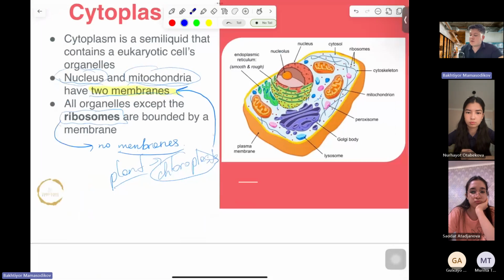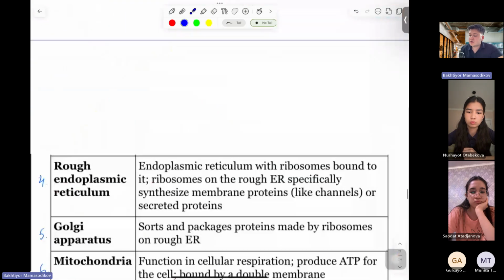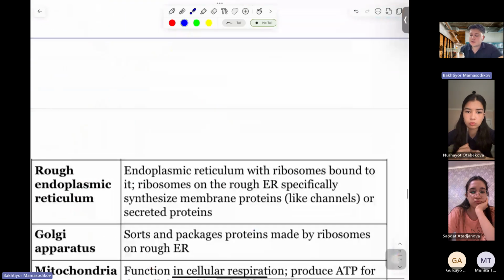Okay. So what's the function of the rough endoplasmic reticulum? So rough endoplasmic reticulum is a type of the endoplasmic reticulum with the ribosomes. They contain the ribosomes. Okay, and those ribosomes are sitting on the endoplasmic reticulum. So ribosomes on the rough ER, where ER means endoplasmic reticulum, okay?